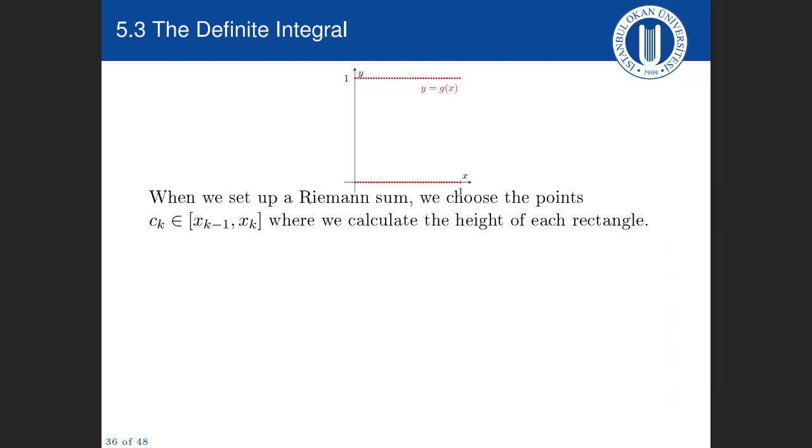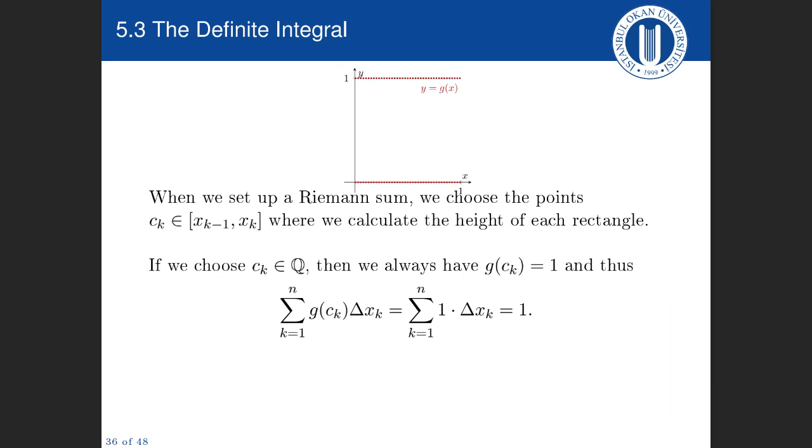Remember, when we set up a Riemann sum, we choose the point ck where we calculate the height of each rectangle. If we always choose a ck in the rational numbers, then we're always going to have g of ck is equal to 1. So then when we set up the Riemann sum, we're always going to have 1 multiplied by the width of the rectangle. And if you add all these widths together, of course, we get the width of the interval that we started with, which is 1.